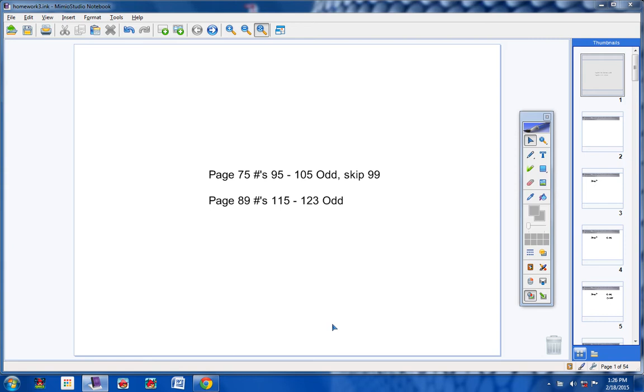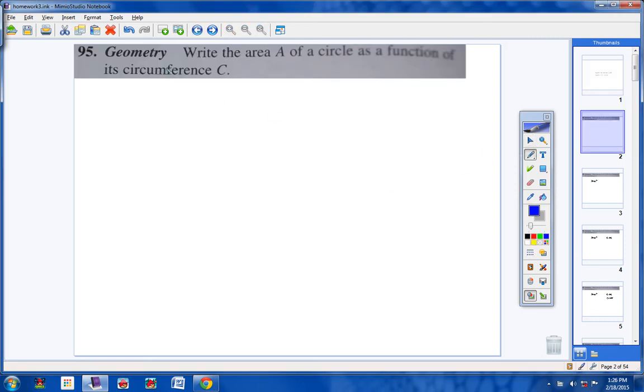Pages 75 and 89. Let's go ahead and get started with a look at these problems. Let's start off with number 95. 95 says to write the area A of a circle as a function of its circumference C.